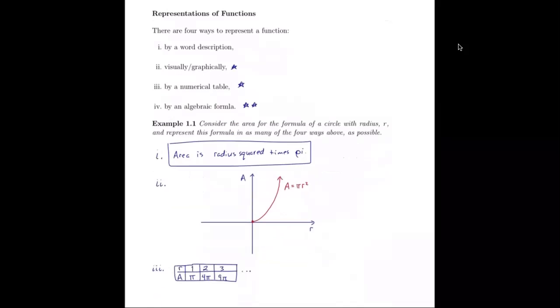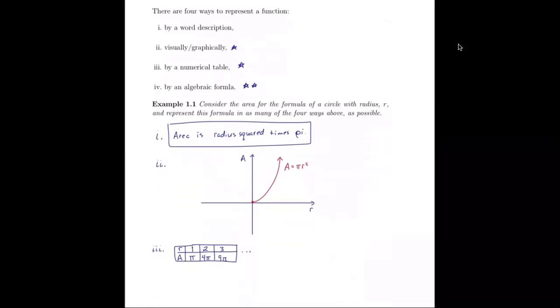So here's an example of all 4 of these right here. They ask us to consider the formula for the area of a circle with radius r, and then represent this formula in each of the 4 different ways. So one way to talk about the area of a circle is to literally say area is radius squared times the number pi. So whatever the radius of our circle is, we square it and we multiply it by pi.